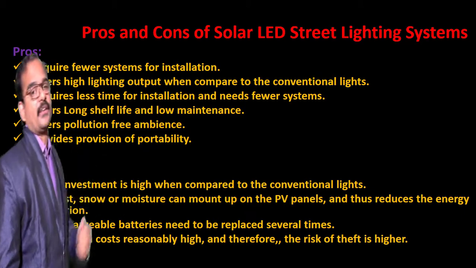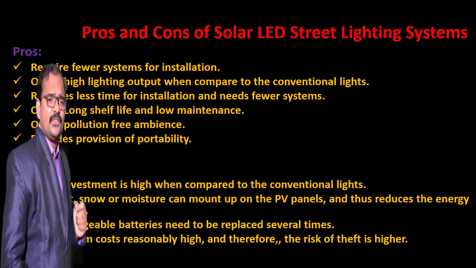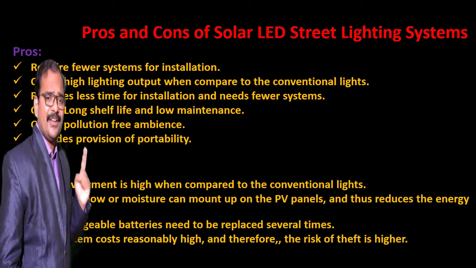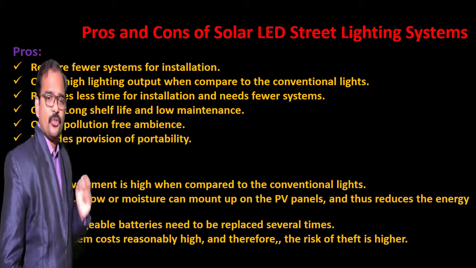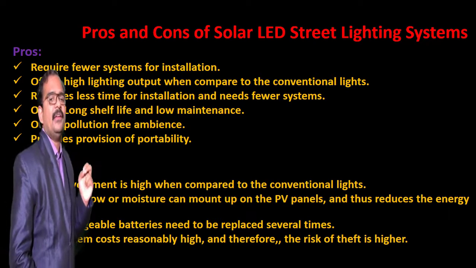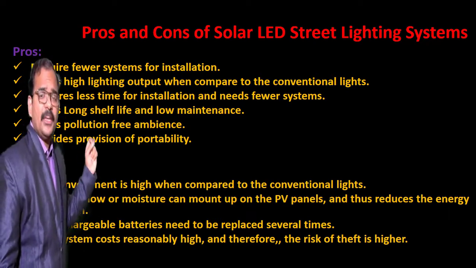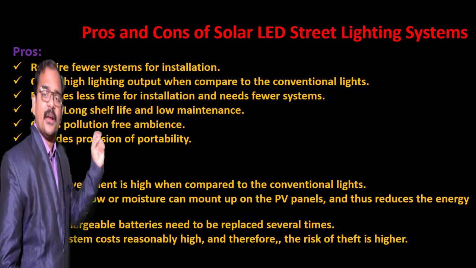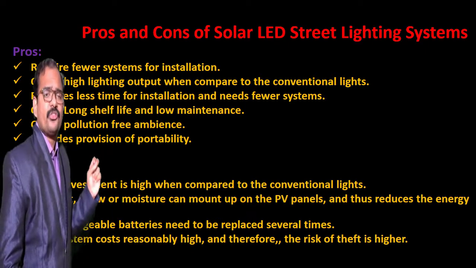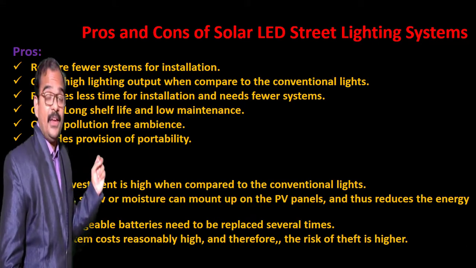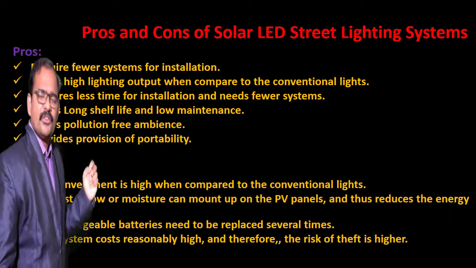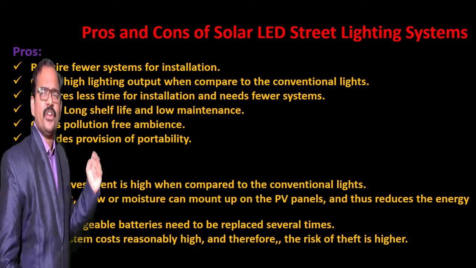Coming to the cons of this LED street lighting system, the initial investment is very high when compared to conventional lights. Dust, snow or moisture can build up on the PV panels, thus reducing the energy production, and the rechargeable batteries need to be replaced several times over its lifetime. The solar system costs reasonably high, and therefore the risk of theft is also very high. So all these are the different pros and cons of the LED street lighting system.